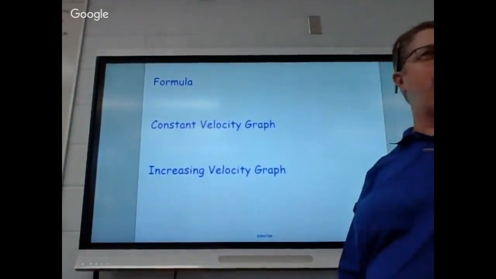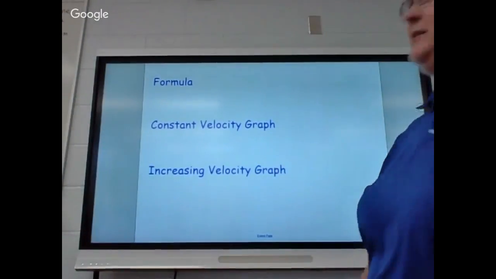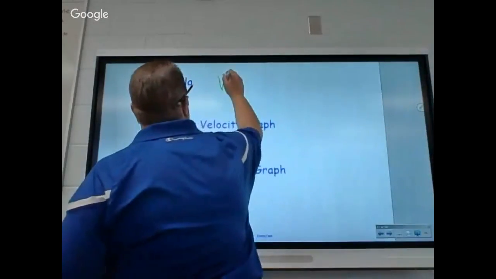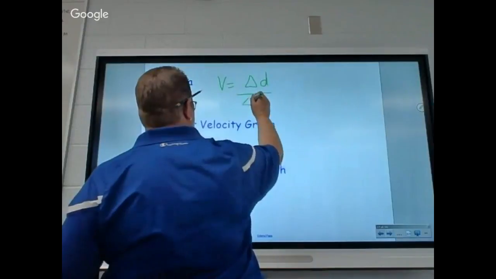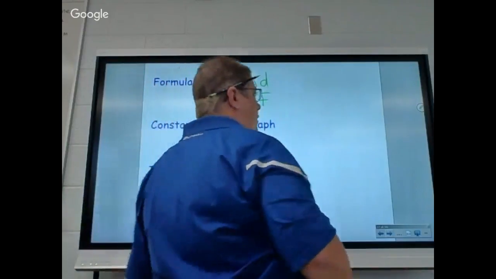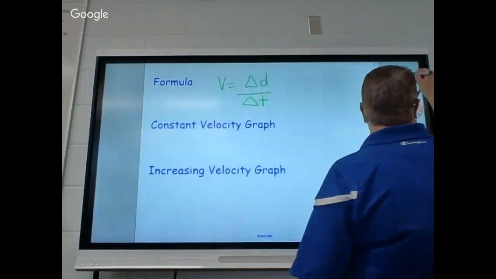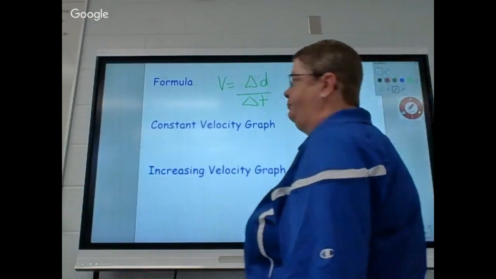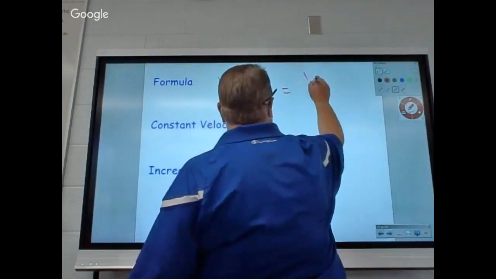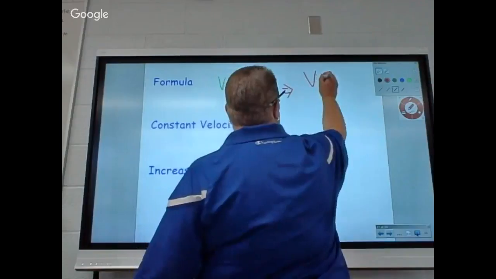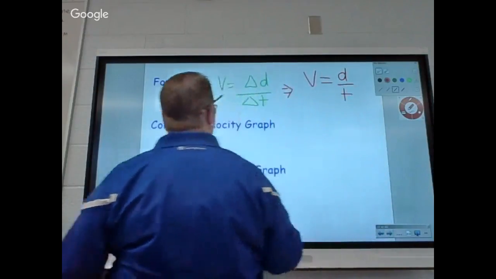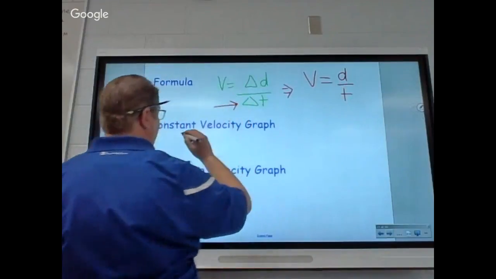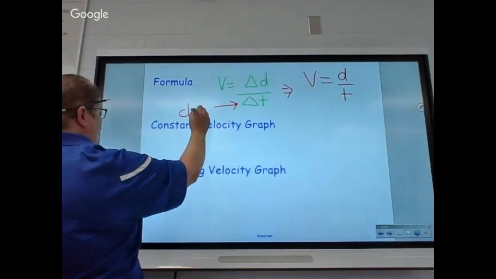If you look at the front of the paper, it says V equals triangle D over triangle T. Now, you haven't seen me draw those triangles because we don't need them. It's the same thing as writing V equals D over T. All these triangles mean is change in.